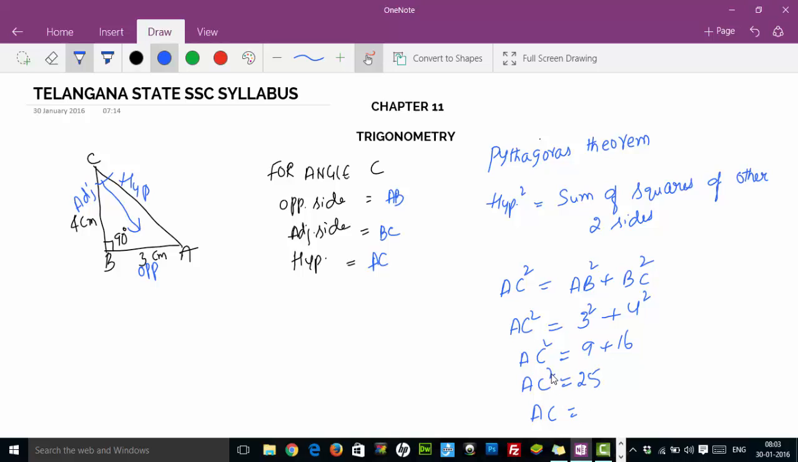Now if I remove square from the left hand side, I'll have to put square root on the right hand side. What is the square root of 25? Square root of 25 is 5. So we got the value of AC. AC is 5 centimeter. So in a way, if you know two sides of a right angle triangle, you can always find the third side using the Pythagoras theorem.